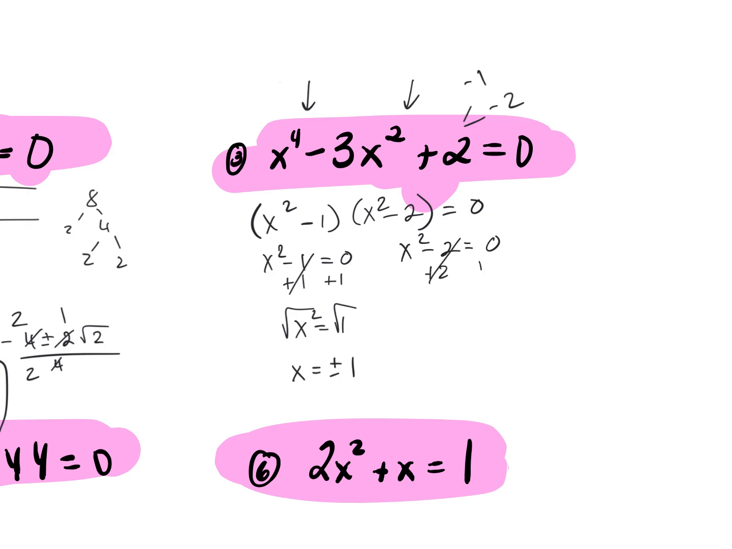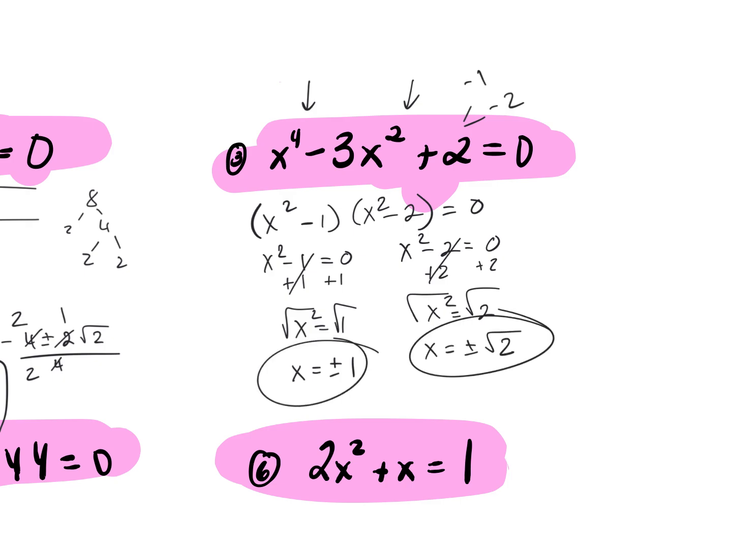Then if I'm solving for the other one, I'm left with x squared is equal to 2. I take the square root, and I'm left with x is equal to plus or minus the square root of 2. So here we get two different answers. And again, the x squared minus 1, you could have broken it up into x plus 1, x minus 1. But you don't need to if you don't wish.